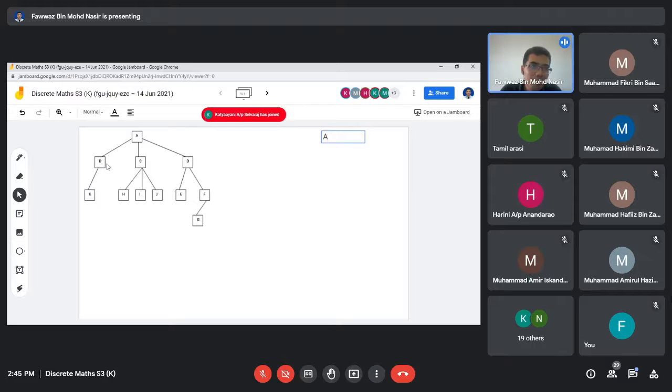Kemudian pergi ke B, okay, kita tengok the left hand side, the leftmost child dulu. The leftmost child dalam this general tree adalah B kan. So kita pindahkan B ke dalam kita punya binary tree. Okay. Kemudian kita tengok lagi the leftmost child for B, okay, adalah K. So we just pindah dia ke kita punya binary tree ni. So kita ada K dekat sini.